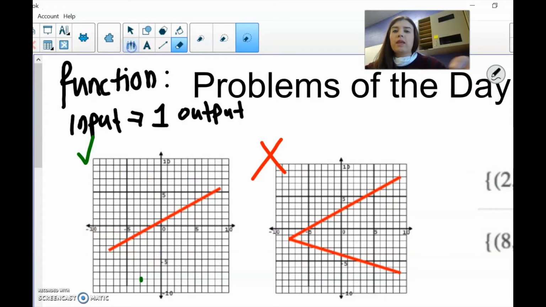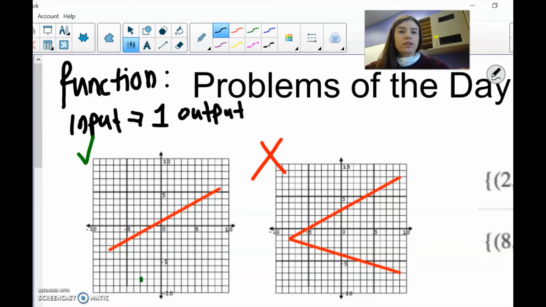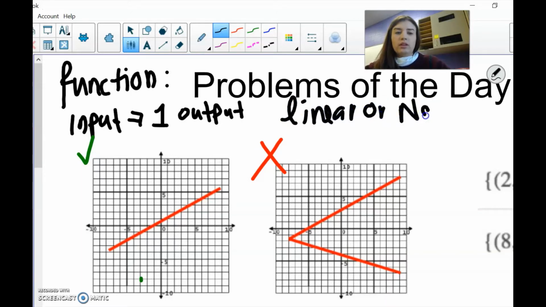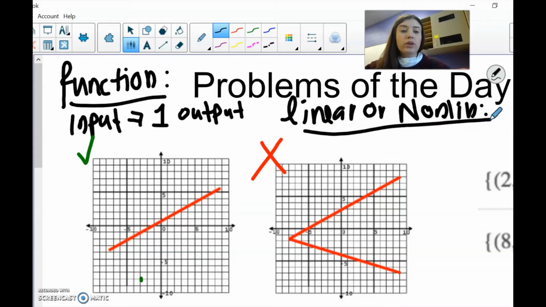Okay. Now we're going to review whether or not these are linear functions. Are they linear or non-linear? Okay, when you're looking at graphs, it's easy to tell if it's a line, it's linear. So we're going to say this first graph is, of course, linear. The second one, it's 2 lines connected. That's not just one line, that is non-linear.